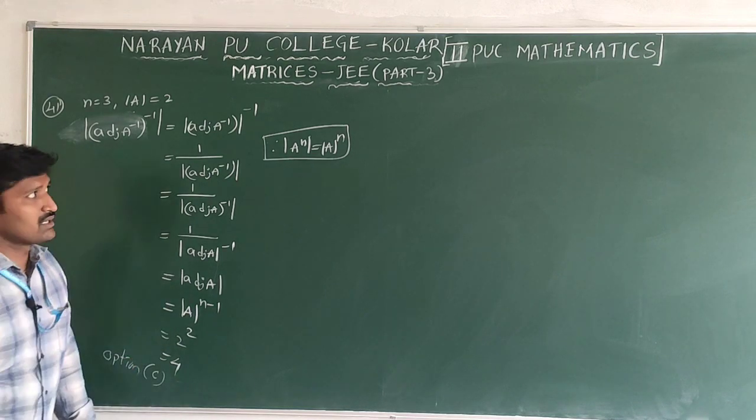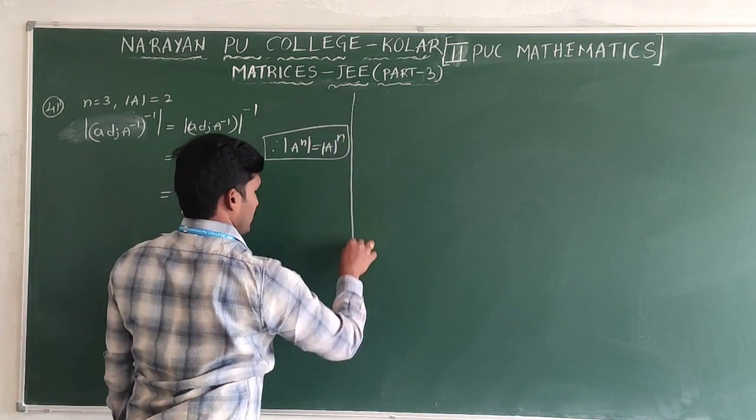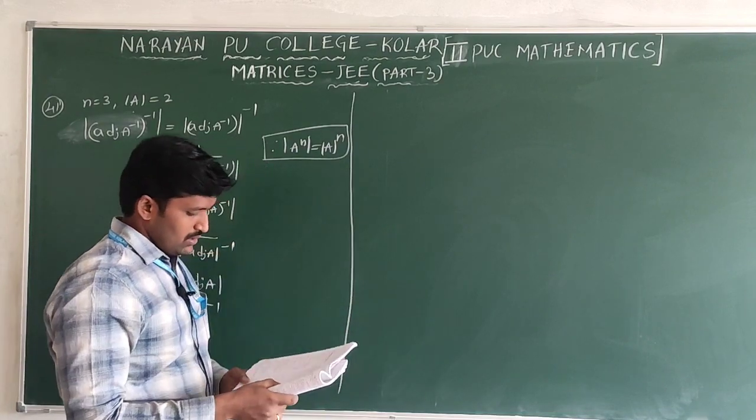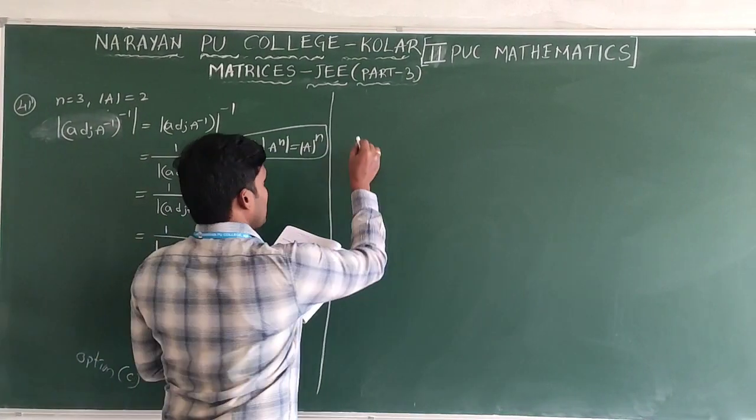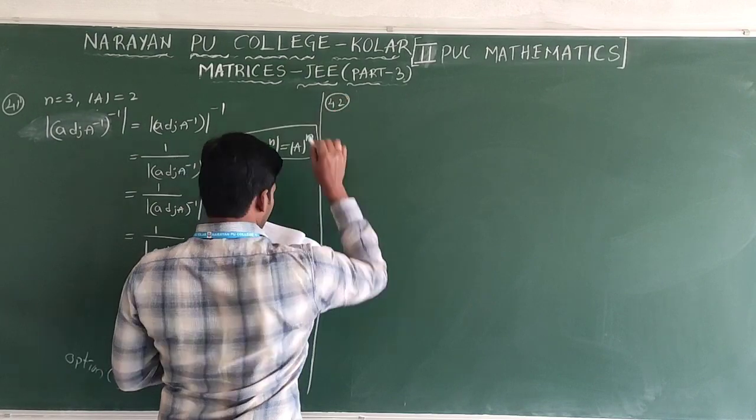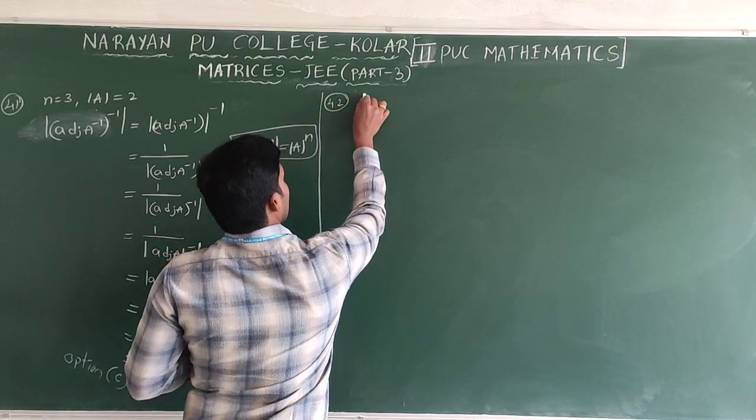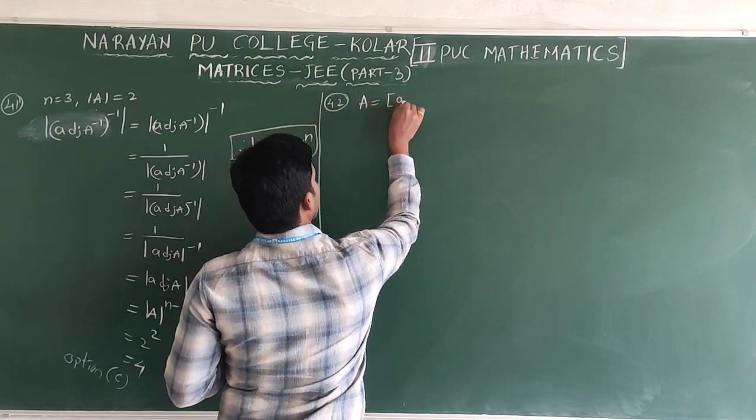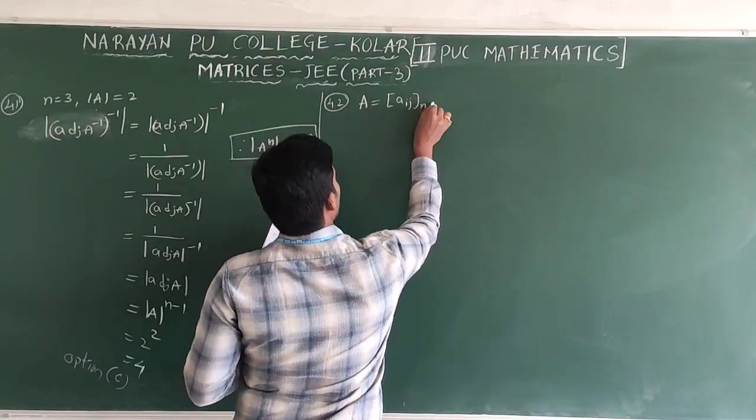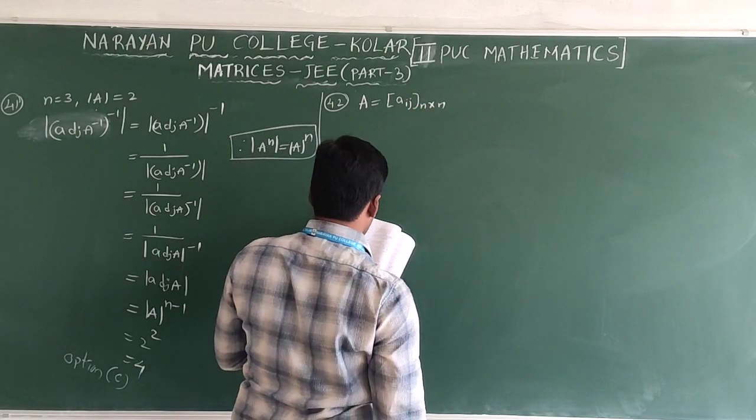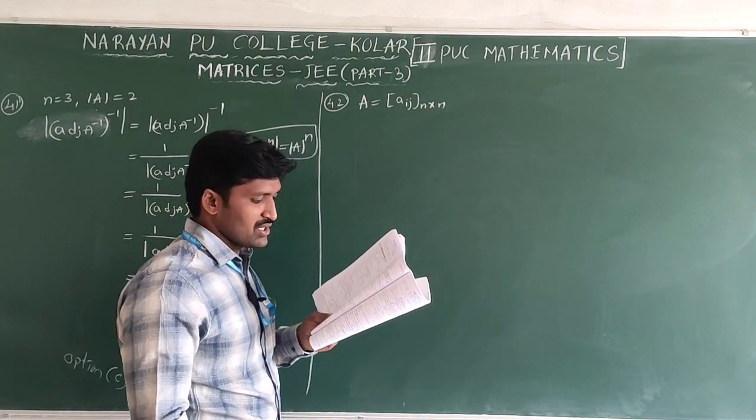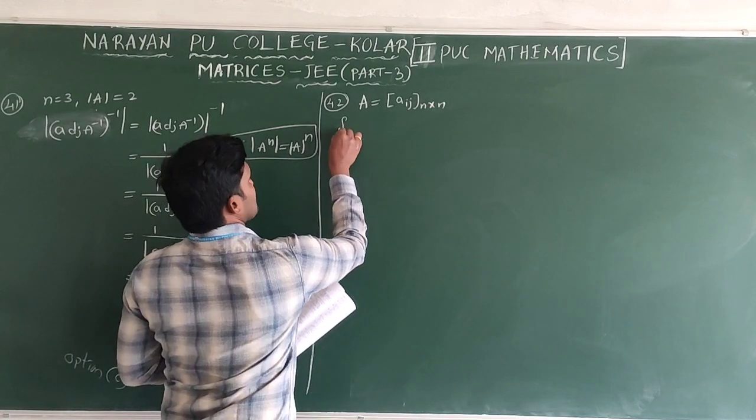Option C is the correct one. Next, question number 42. Capital A equal to Aij, n by n. F is a function. We define that function as f of A.